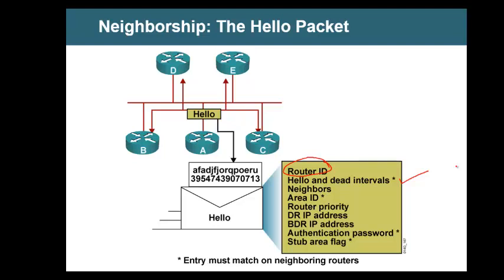We have 4 different types of stub. Depending on that, the stub flag will be varying. That stub flag should match. Only then the neighbor will come up. If one router is configured as stub, the other router is not, they don't form neighbor.